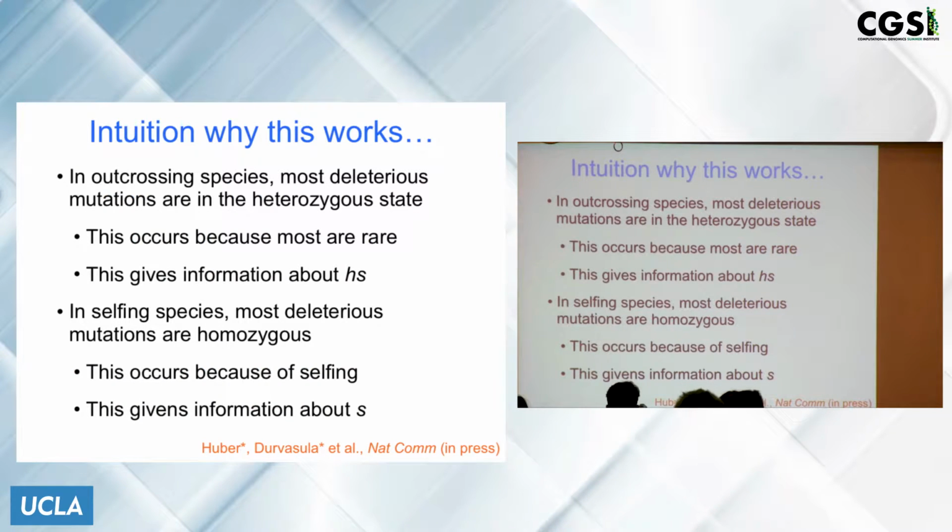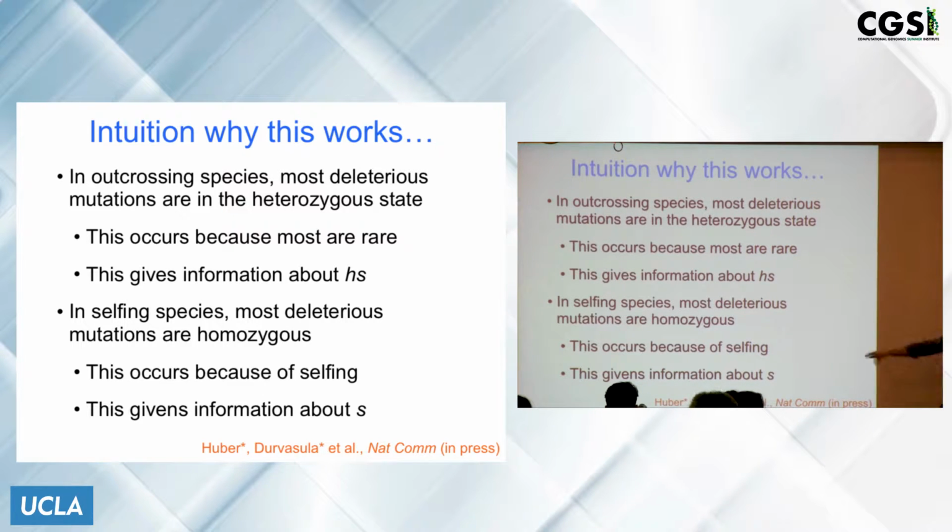So what's some intuition as to why this works? Well, in outcrossing species, if we're thinking about deleterious mutations, they're likely to be rare. And rare mutations, just by virtue of basic Hardy-Weinberg equilibrium theory, would mostly be found as heterozygotes. And so if most deleterious mutations are found as heterozygotes, that gives us information about the product, hs. Now, if we go to a species that's very highly inbred or highly selfing, by definition, most genetic variation there is going to be homozygous, right? That's essentially what inbreeding or selfing will do, it leads to an increase in homozygosity. So in this case, we're getting information about just s.